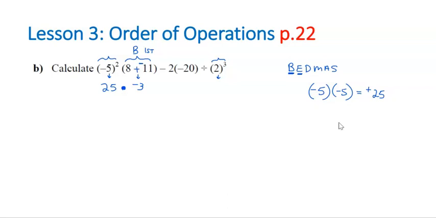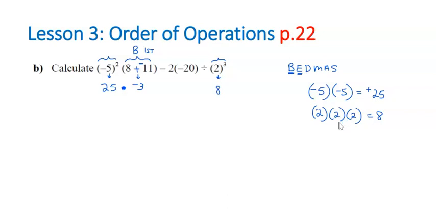2 cubed means 2 times itself 3 times. 2 times 2 times 2. 2 times 2 is 4, times 2 again is 8. So I'm going to put that answer below.